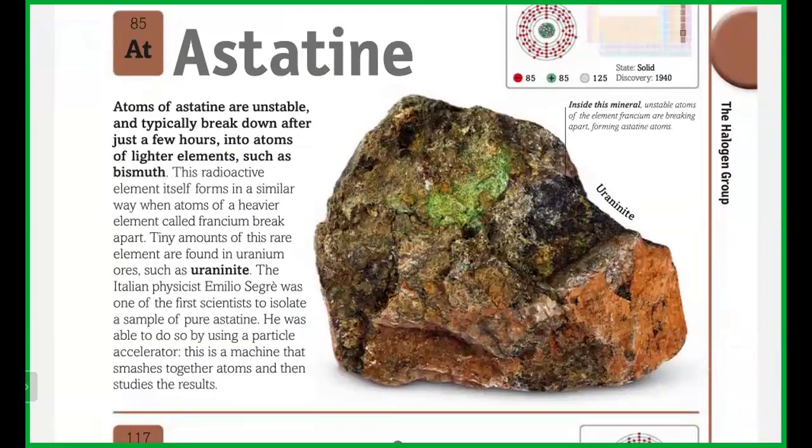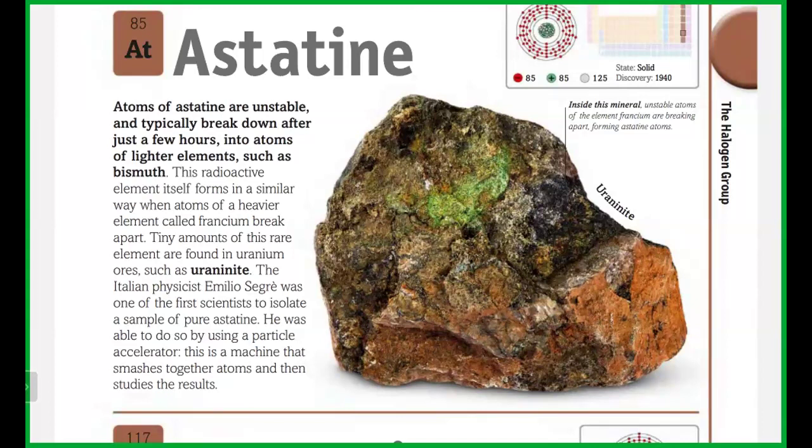Anyway, atoms of astatine are unstable and typically break down after just a few hours into atoms of lighter elements such as bismuth. Bismuth is actually a very colorful mineral, I think. I'm not sure about its solid form, but it's really beautiful. We can search it out. This radioactive element itself forms in a similar way when atoms of a heavier element called francium break apart.